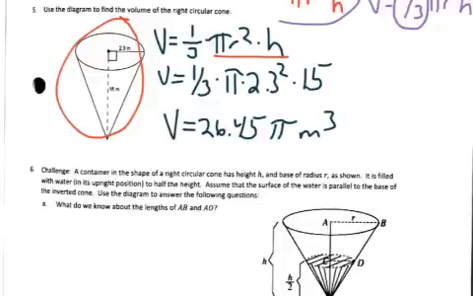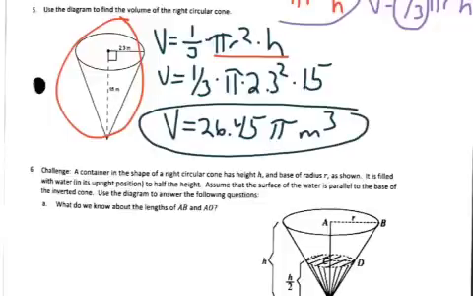Okay, so you see our final answer is 26.45 pi meters cubed. So again, all I did was multiply 1/3 times 2.3, don't forget your exponent of 2, times 15, enter all that into the calculator, you get 26.45 times pi. Please do not forget your pi. If you forget your pi, it is wrong. Meters cubed.